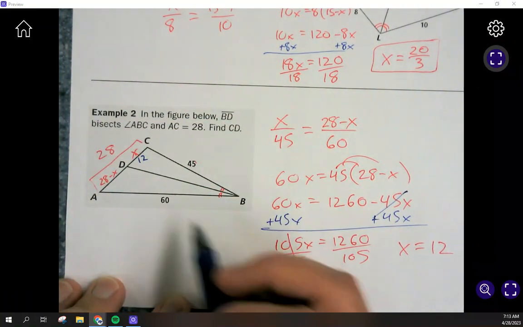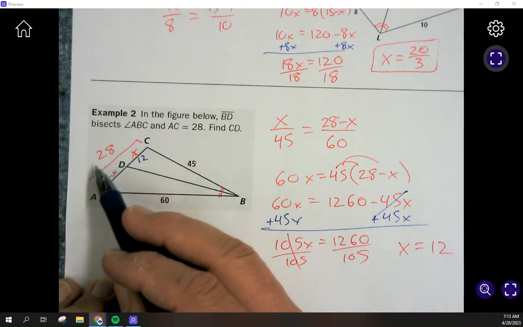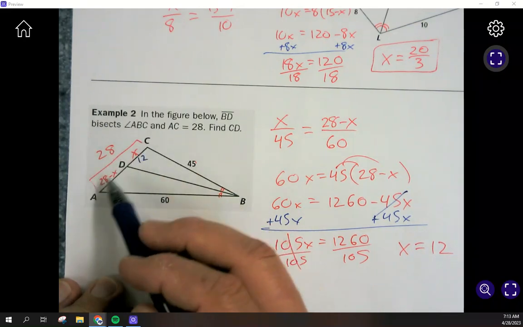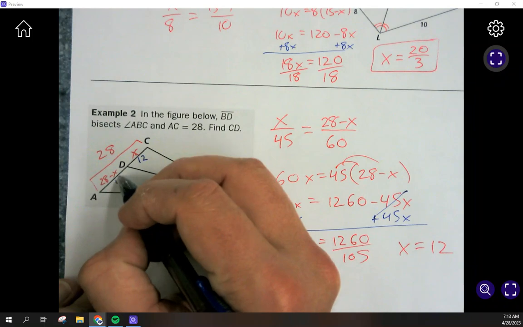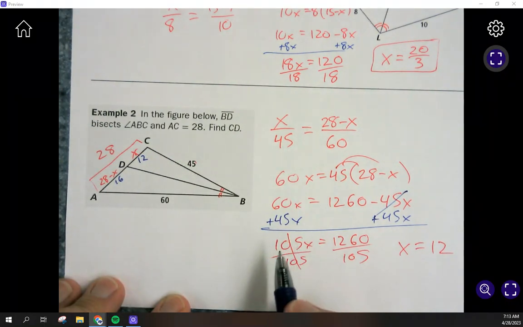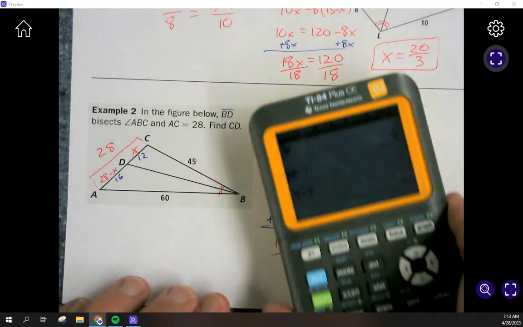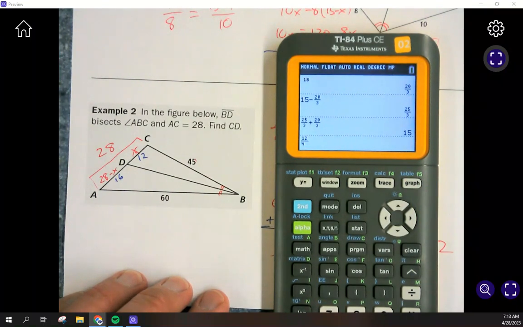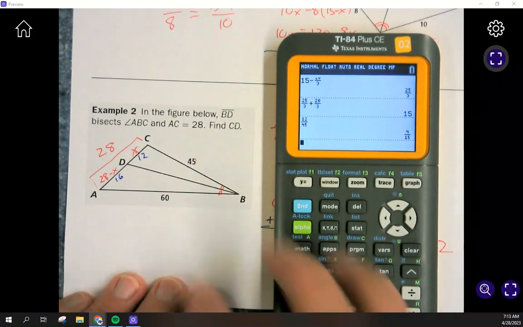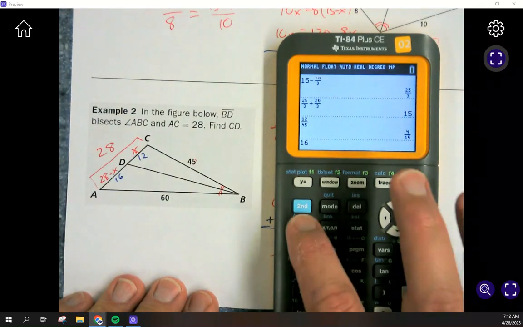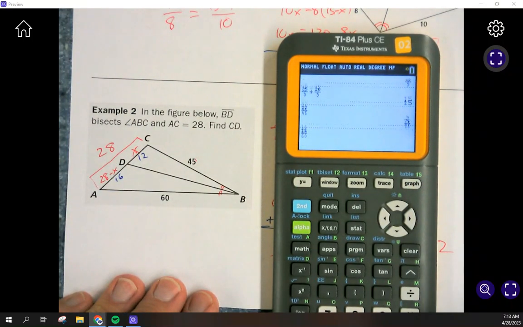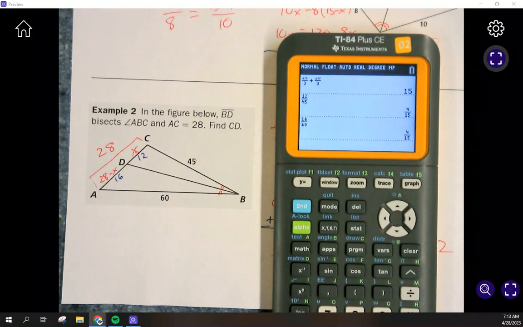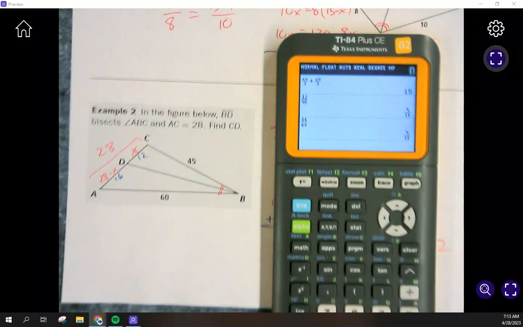CD is 12. And of course, now if this whole thing's 28 and this is 12, you would just go ahead and take that off. This must be 16. So if you needed it, it would look like that. You could check your answers here. Compare 12 over 45. That ratio needs to equal this one. So 16 over 60. Boom. They're both equal. They are proportional. I know I've got this done correctly.